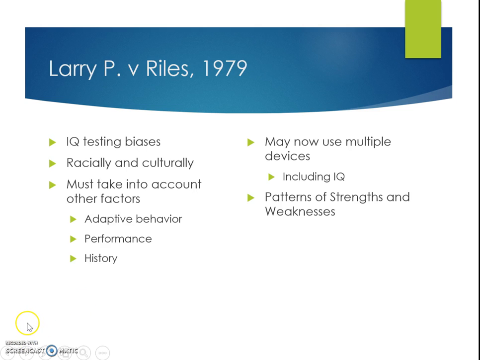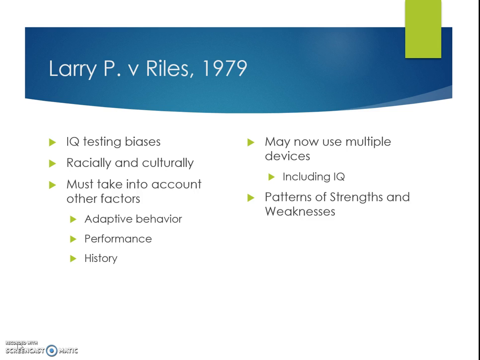Larry P. versus Riles, 1979. This case was about an IQ testing bias. It was thought that at this time the IQ testing was both racially and culturally biased. In this court case, it was ruled that when dealing with a minority student, you must take into account other factors such as adaptive behavior, performance, and history.